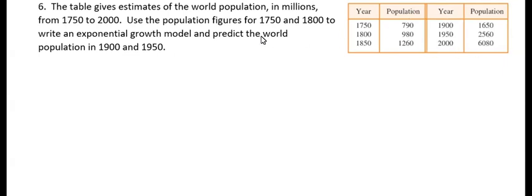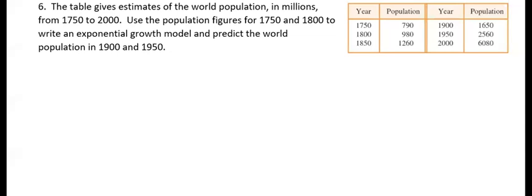So what we're trying to do is use our population figures. We're using the 1750 and the 1800, and we're using those to create an exponential growth model. And then we're supposed to use that model and predict the population in 1900 and 1950. And we'll be able to see how close the model from 1750 and 1800 is to the actual population that was recorded in the table in 1900 and 1950.